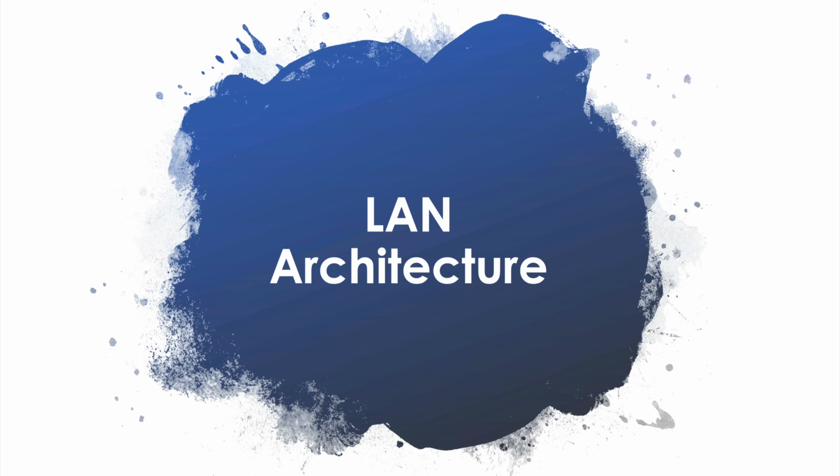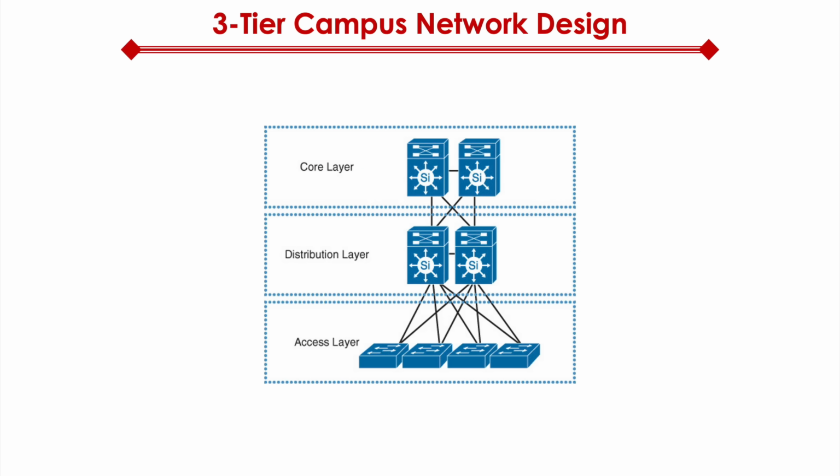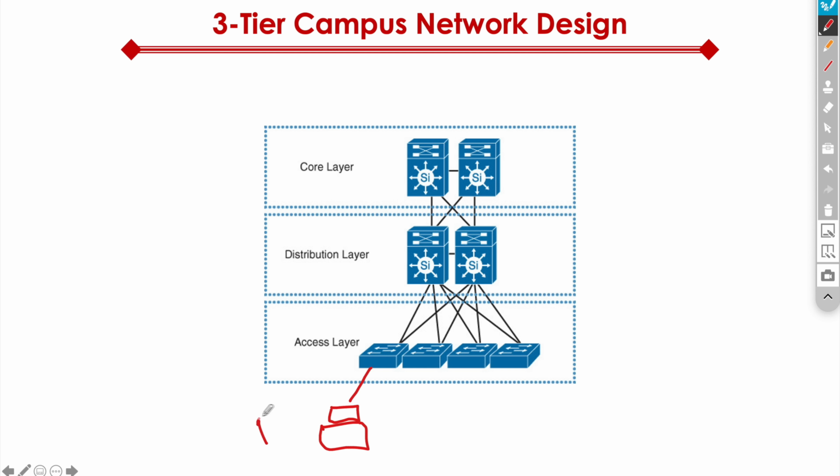Let's jump right in. From a LAN architecture perspective, we have the infamous three-tier campus network design. And what we have in this architecture is these access layer switches that have the PCs plugged in, laptops. We could have servers plugged in here, different devices. We could also have a voice over IP phone plugged into the switch directly. So these are the end devices here at the access layer that need to be connected to the network.